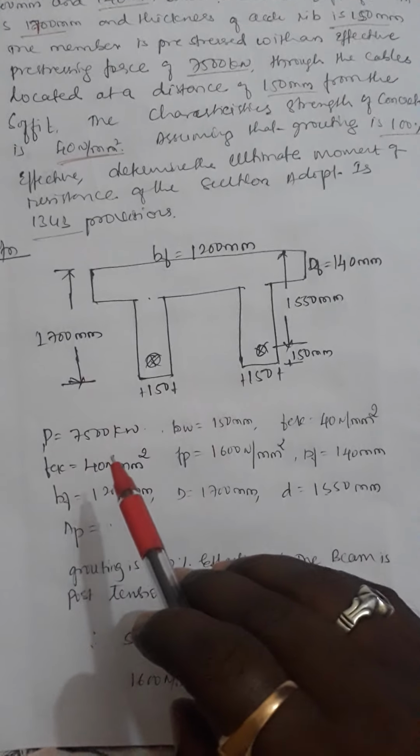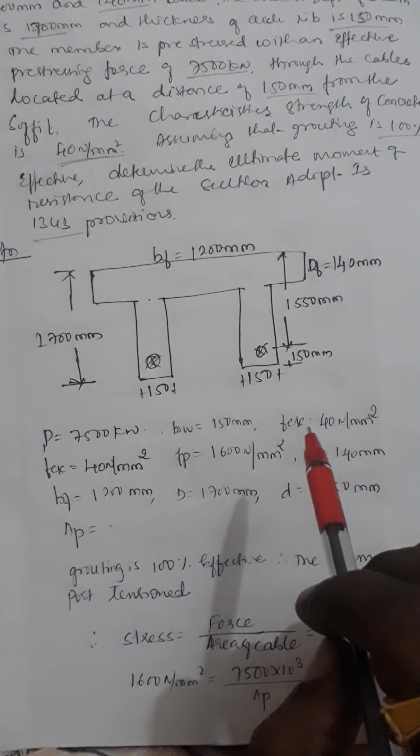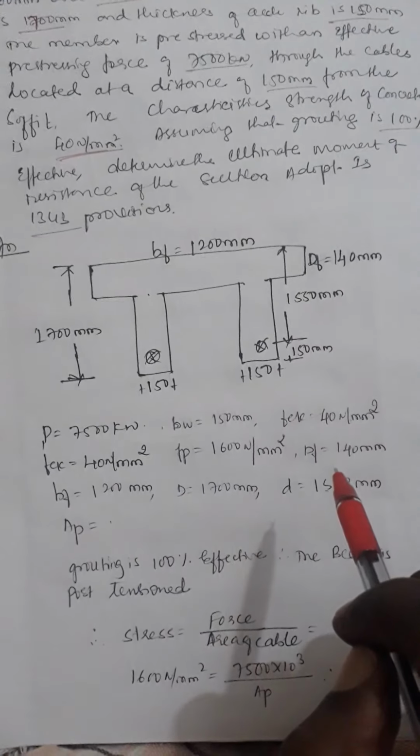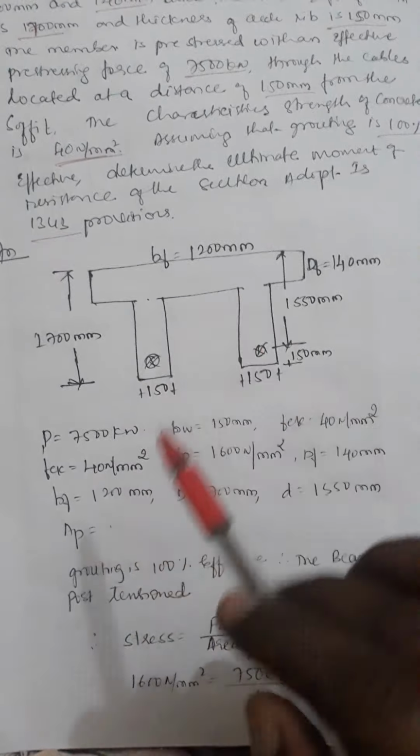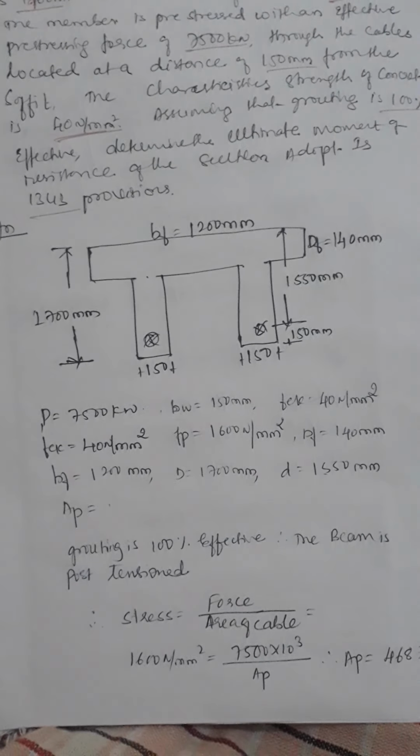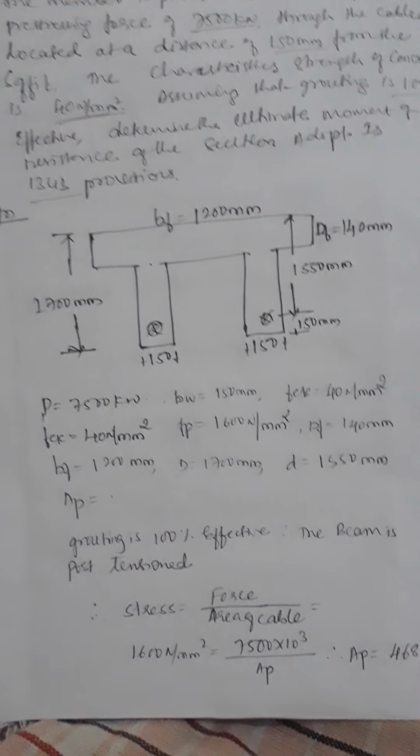So given P equal to 7500 kN, breadth of the web is 150 mm, FCK equal to 40 Newton per mm square, FP is equal to 1600 Newton per mm square, depth of the flange is 140 mm, breadth of the flange is 1200 mm, then overall depth is 1700 mm, then effective depth is 1550 mm. In this problem they have not given AP, that is area of pre-stressing steel.